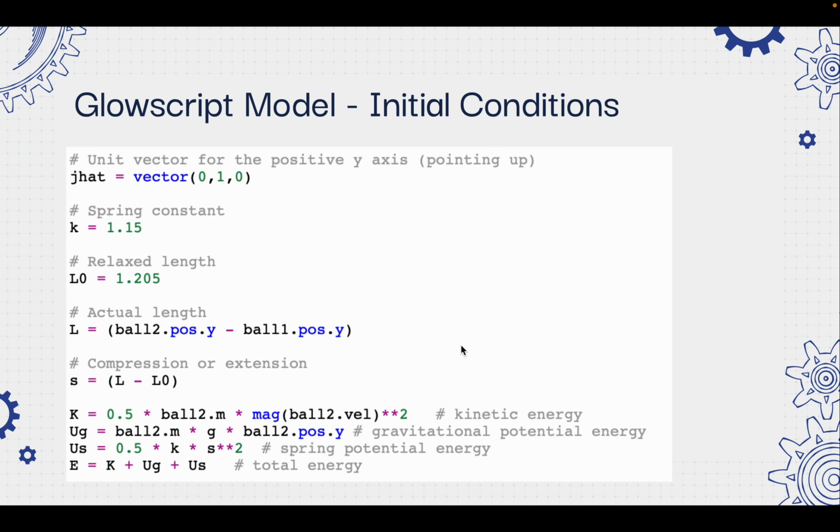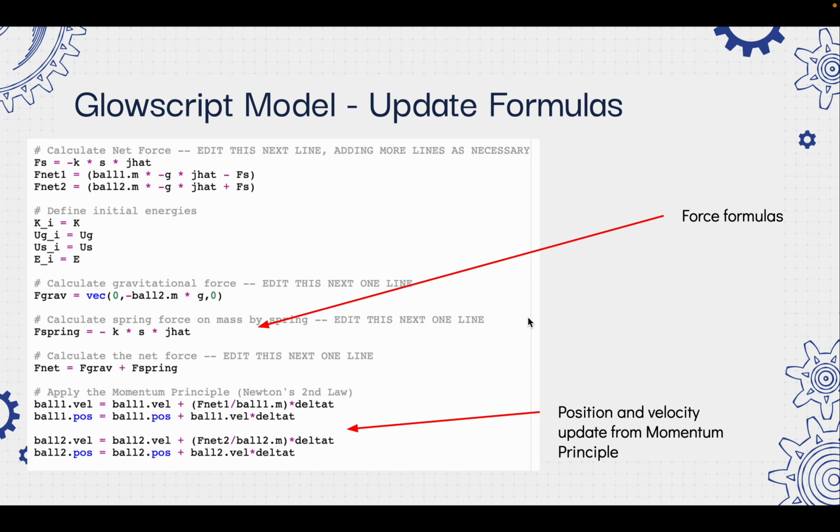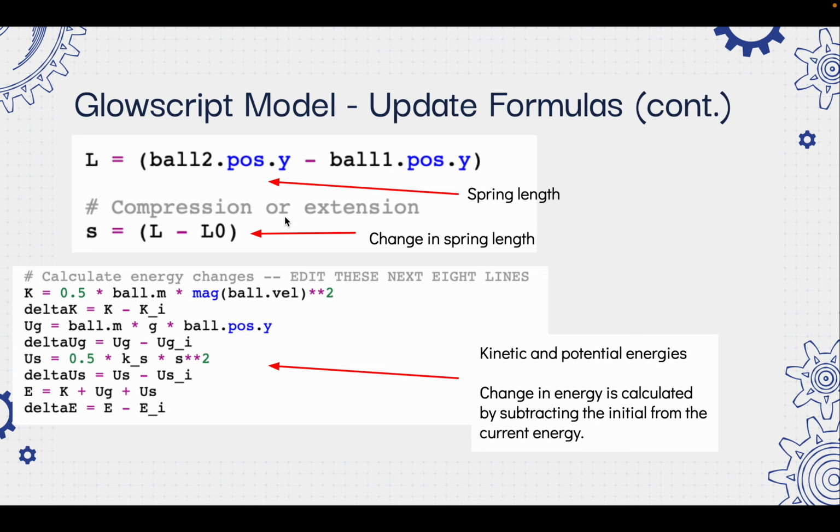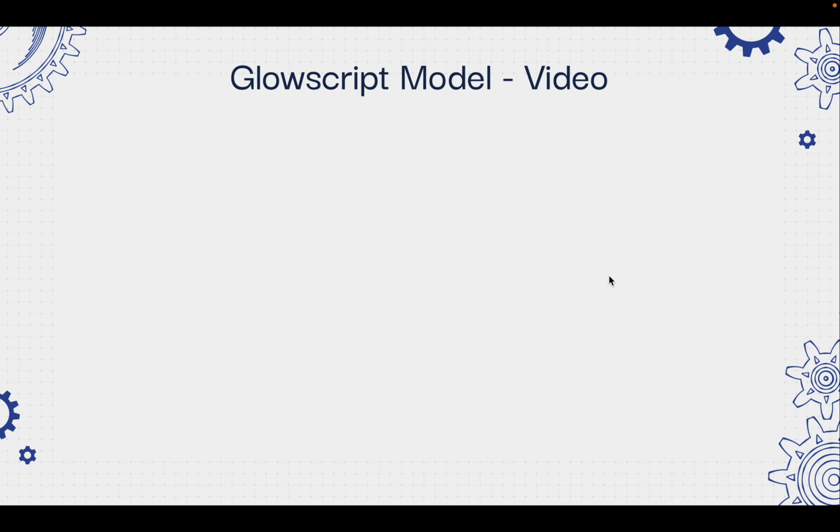Some more initial conditions, mostly for the spring and forces. So the force formulas, here we have the force update formulas and the velocity update formulas. Here we have more update formulas within the calculation loop. We update the change in potential energy by subtracting the initial from the current, and we update the change in spring length and the current spring length.